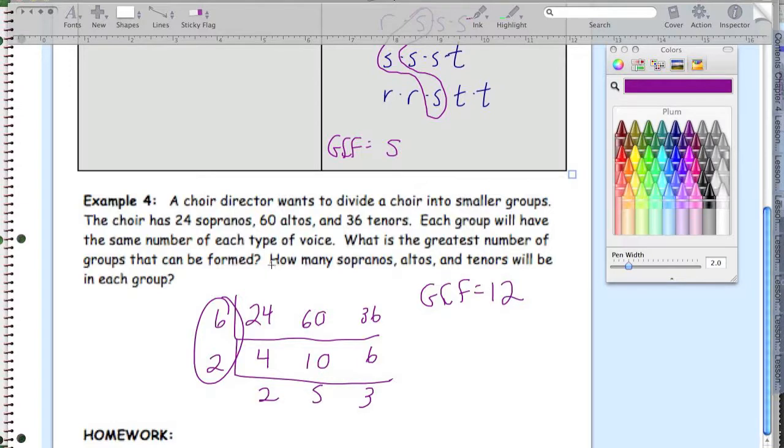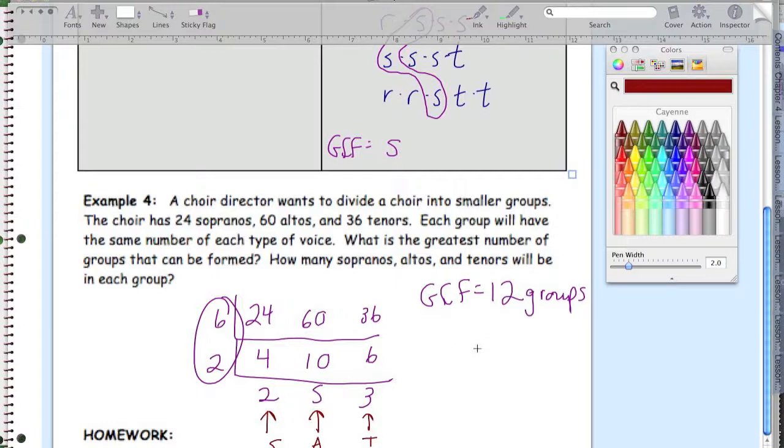Now they ask the second part, how many groups are there going to be? There's going to be 12 groups. And how many sopranos, altos, and tenors will be in each group? Well, the first group was sopranos, so there's going to be 2 sopranos, and that's because 12 goes into 24 twice. There's going to be 5 altos, because 12 goes into 60 5 times. And then lastly, it's tenors. There's going to be 3 tenors, because there's 36 total. We're splitting them into 12 groups. 12 goes into 36 3 times.